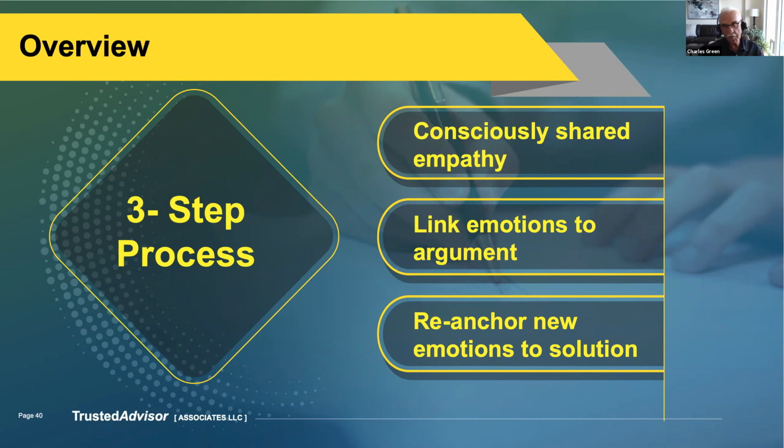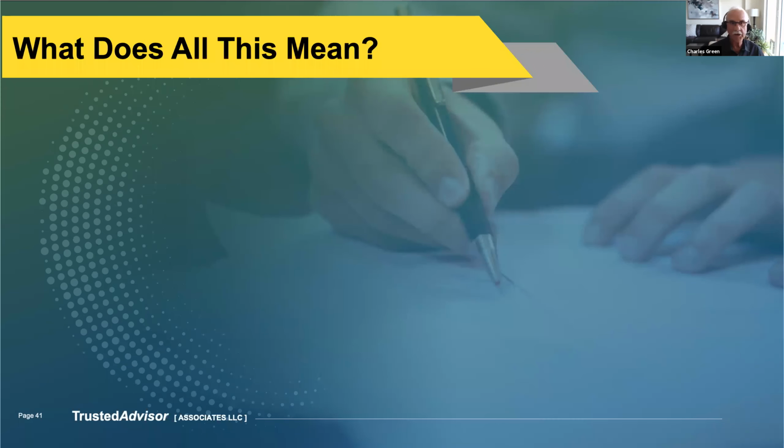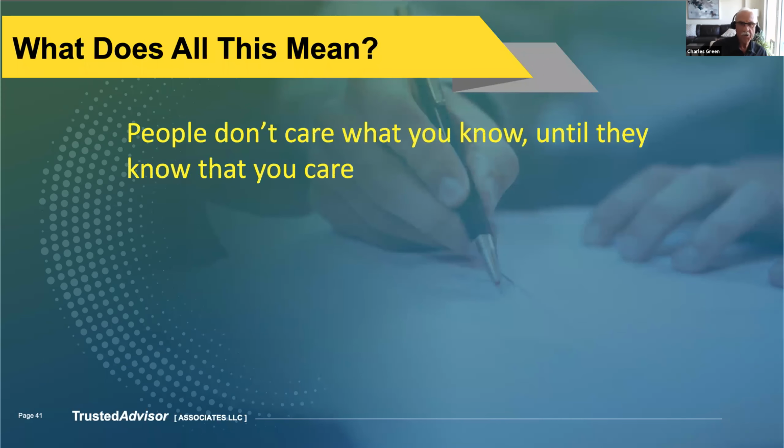So, quick overview of what we said here. It's a three-step process. Number one is consciously shared empathy. Number two is linking emotions to the arguments that you've been having. And number three is re-anchoring new emotions like collaboration, excitement for the to-be state, to a solution. And then what I called step four, which I didn't even put on here in detail, is actually working out the details. So what does all this mean?